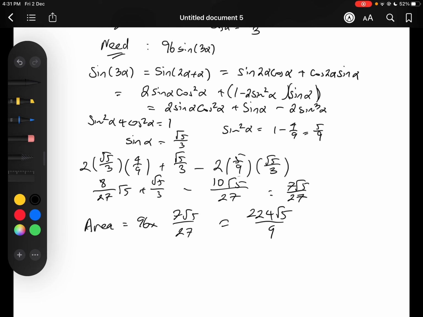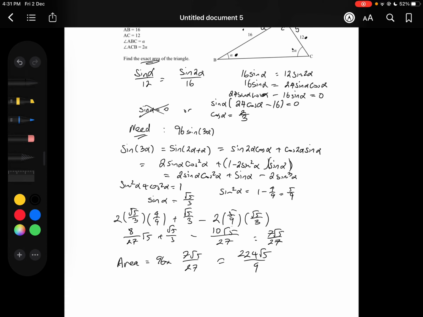The challenge for this question, I think it's pretty easy to work out the non-exact area. But in order to figure out the exact area, the challenges were first to figure out cos alpha and sine alpha, and then rewriting sine 3 alpha in terms of just sine alpha and cos alpha, so you can make your substitutions easy. Other than that, it's nothing too hard. It's just some basic algebra to get your final answer.